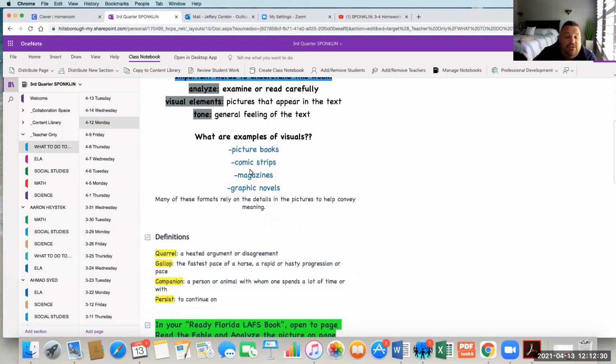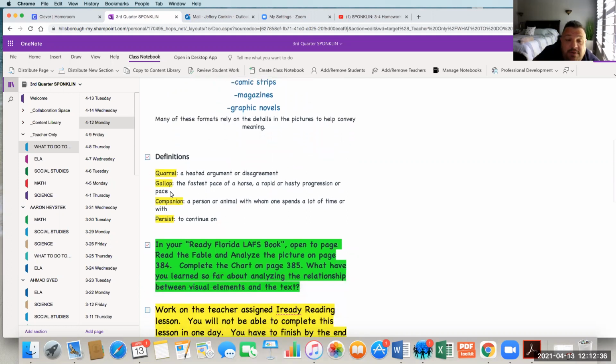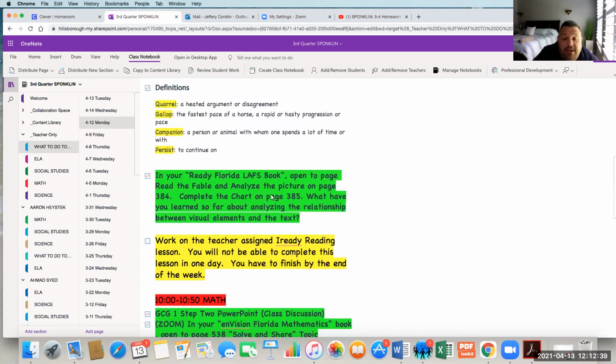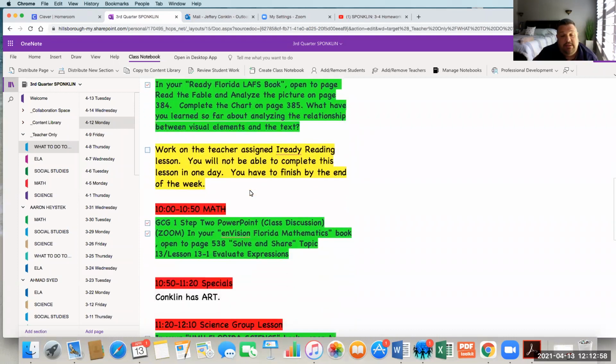A lot of the information and vocabulary words are here in your notebook under 4-12 in the what to do. Here are our definitions we worked on. Here are the pages in the book to look on. The green means that's what we did in class together, our whole group lesson. So if you weren't here, review these pages. Yesterday's ELA assignment was to start the iReady teacher assigned close read and try to get it halfway done. 25 to 35 minutes yesterday would have been great.